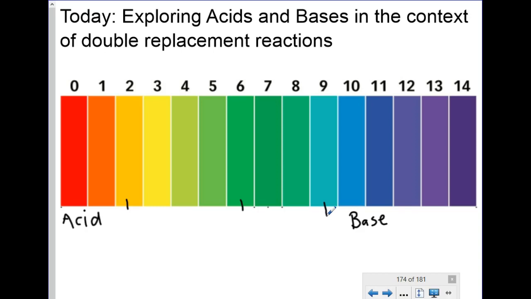So neutral means neither acidic nor basic. In some of the cases, you didn't quite get that, because neutral on the pH scale is a 7.